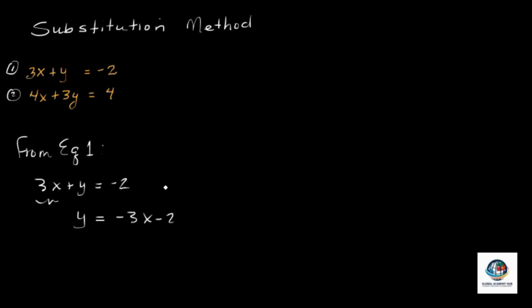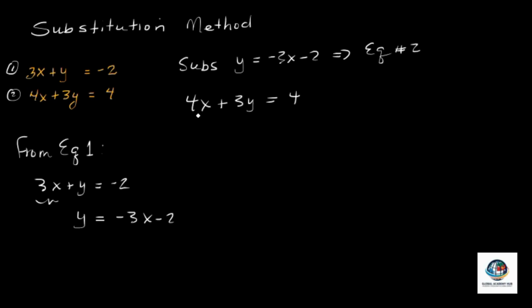Transpose the 3x to the right-hand side, it becomes negative. What I'm going to do now is I'm going to substitute y is equal to minus 3x minus 2 into equation number 2. Equation number 2 says 4x plus 3y is equal to 4. So now wherever I see y, I'm going to put this. So 4x plus 3 times (minus 3x minus 2) is equal to 4.